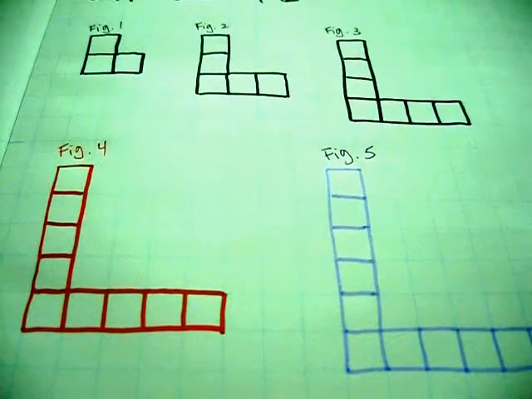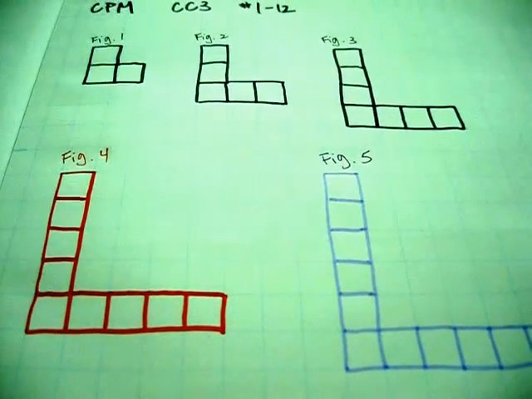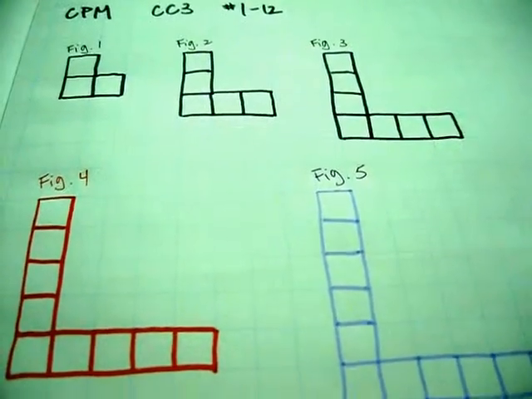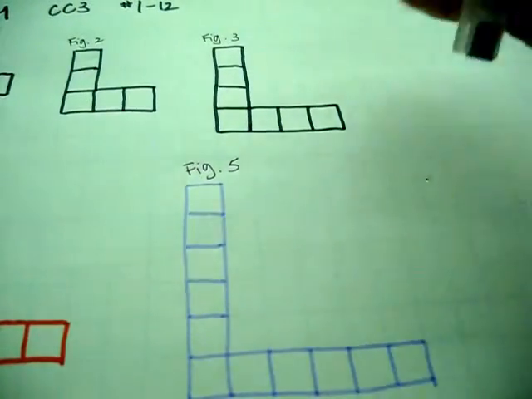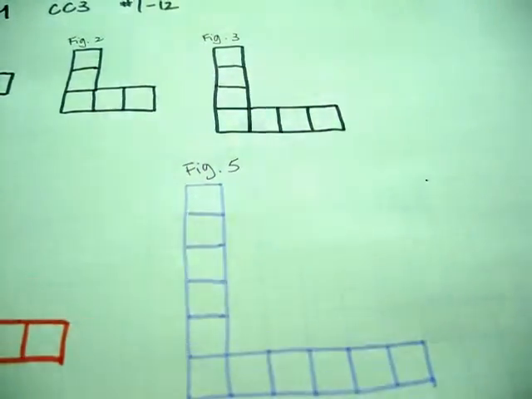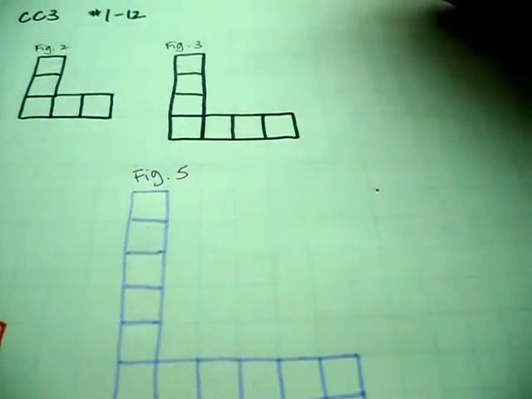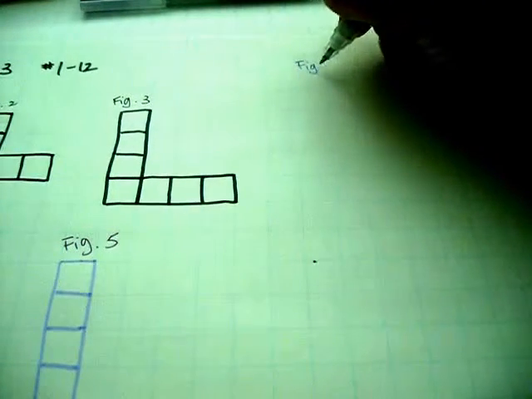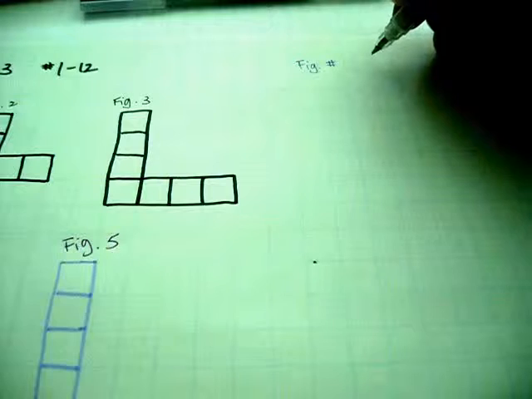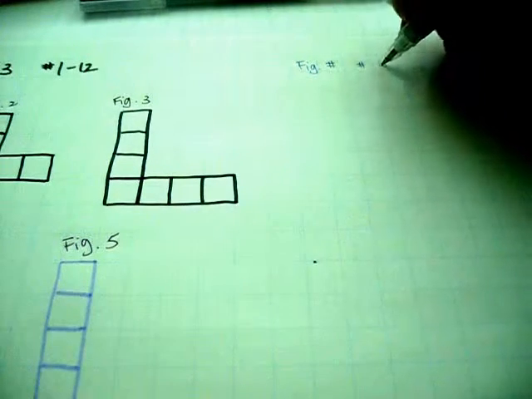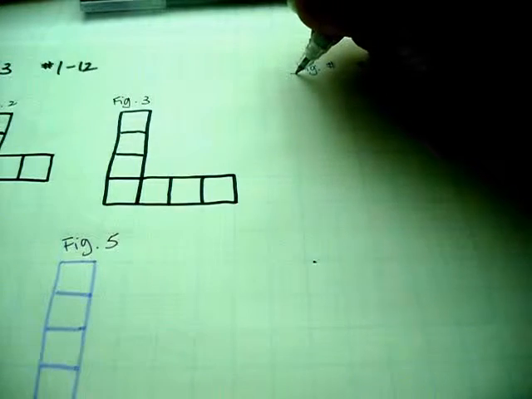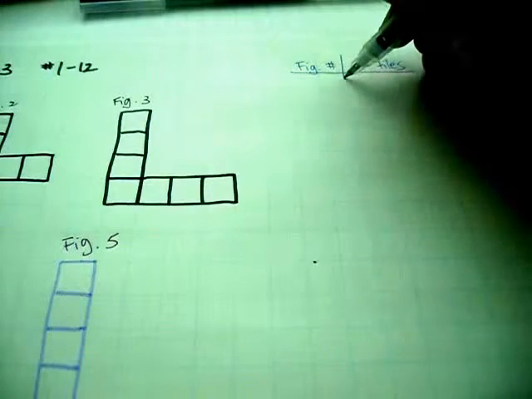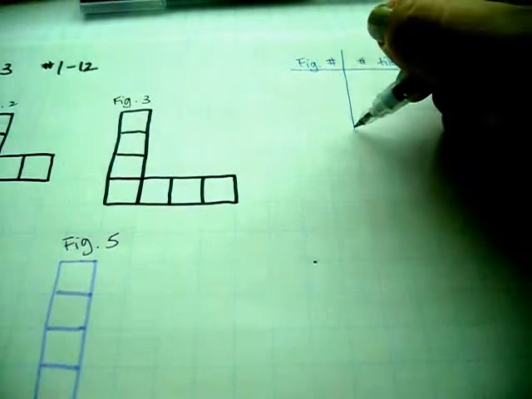The second part of the problem. Okay, let's figure out how many tiles there are in figure 100. Well, there's lots of different ways to do this. I'll show you two ways. The first way that I thought of doing this is to make a table. Figure number on the left-hand column and number of tiles on the right-hand column, because there has to be a pattern here if we're trying to figure out how many tiles there are total in the 100th figure. There has to be a pattern between the figure number and the number of tiles shown.